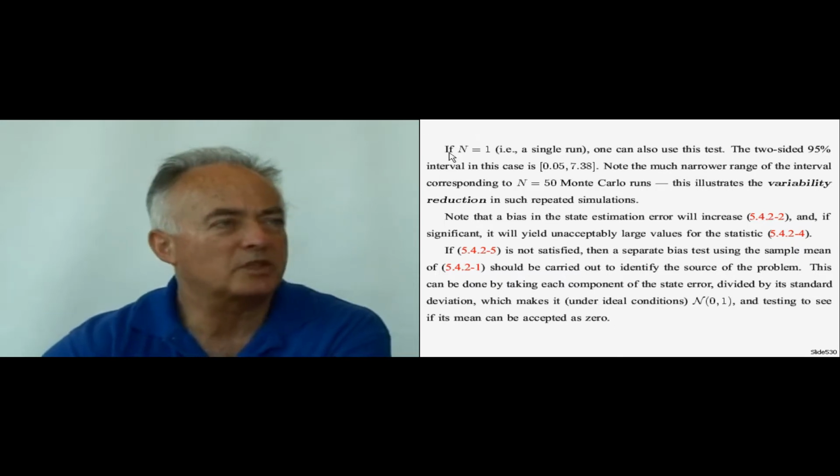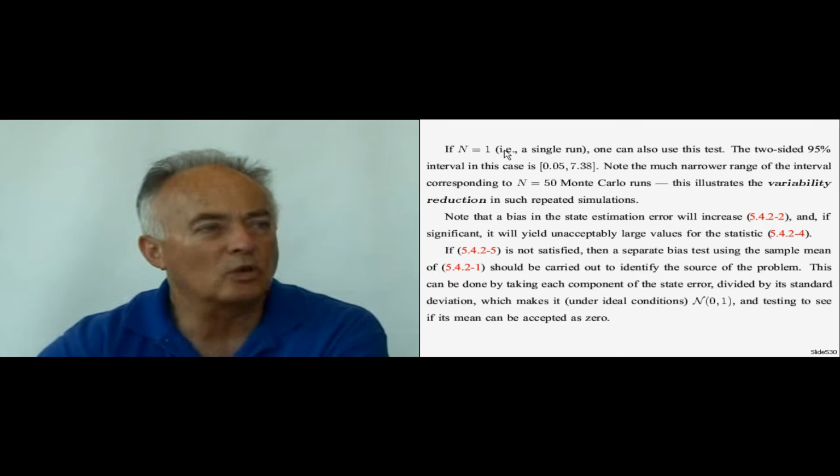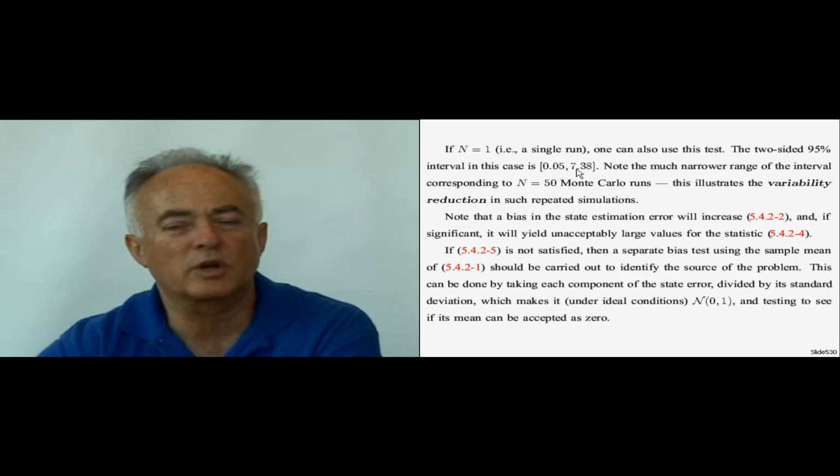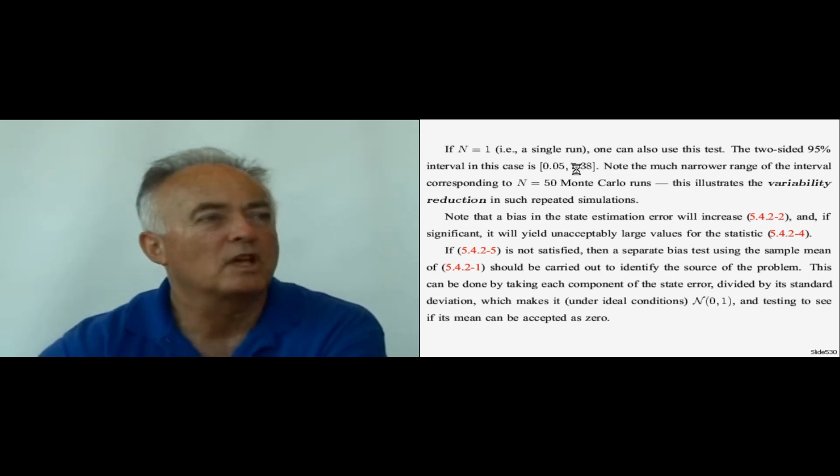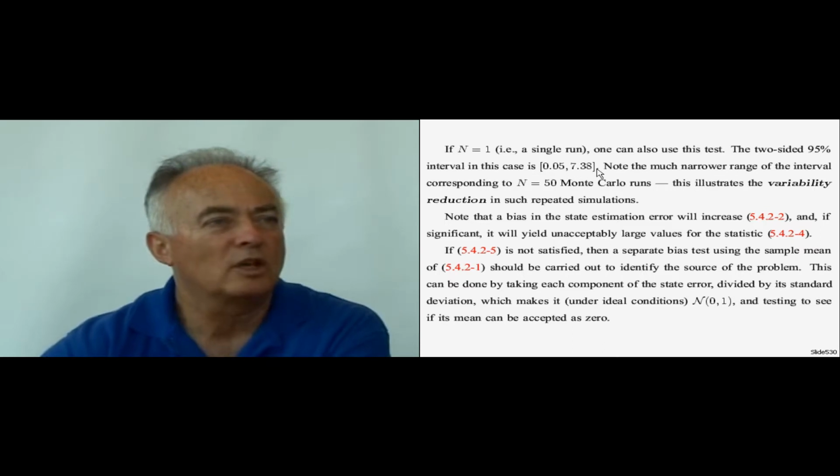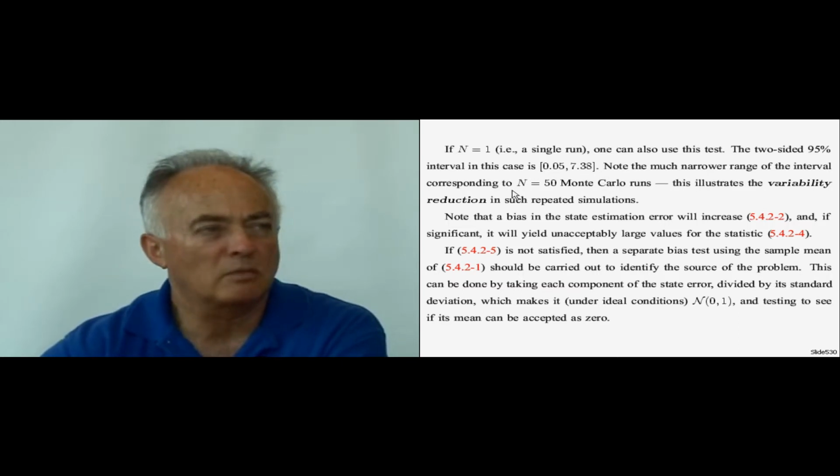Now, if we have a single run, n equal 1, you can also use this test. In this case, the two-sided 95% interval for a 2 degree of freedom chi-square, you can look up in the tables at the end of chapter 1, is 0.05 to 7.38. What is important to know is the much narrower range of the interval based on 50 Monte Carlo runs, because Monte Carlo runs reduce the variability, a significant variability reduction by repeated independent simulations. So we have a lot more confidence. It has to be in a much narrower interval.